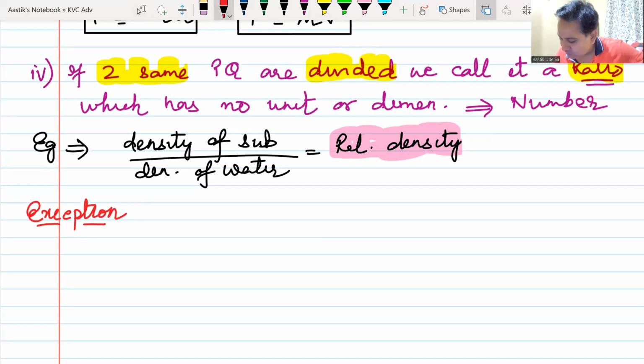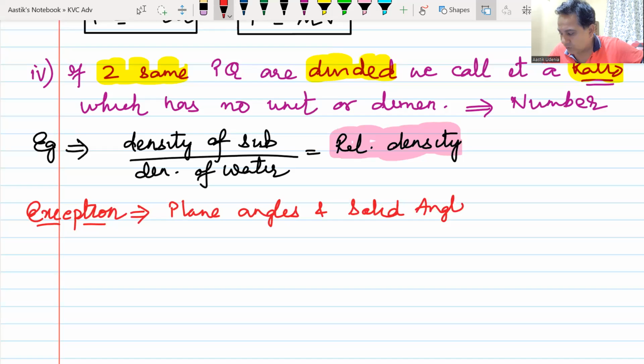There are two exceptions to this rule. When you divide two same physical quantities, you don't get a ratio, you get a ratio sort of thing, but it has a unit. The exception to this rule is plane angles and solid angles. Plane angles and solid angles are also ratios because we get them by dividing the same quantities.